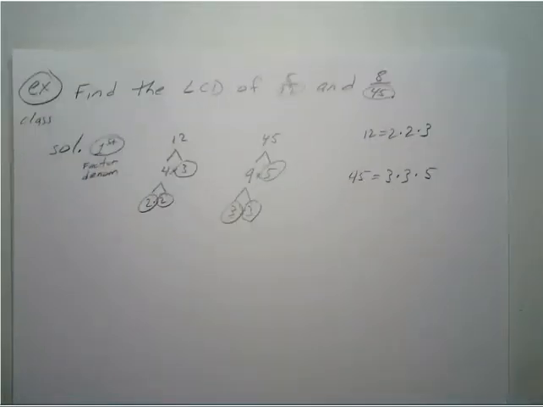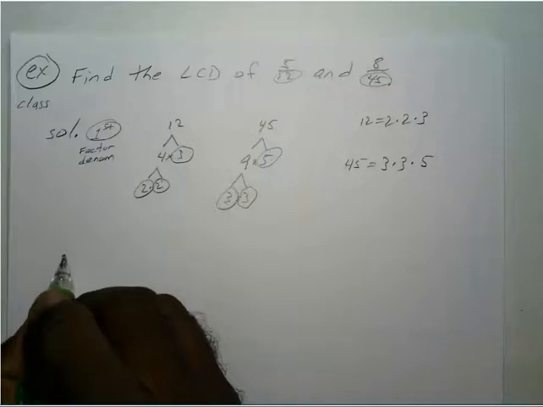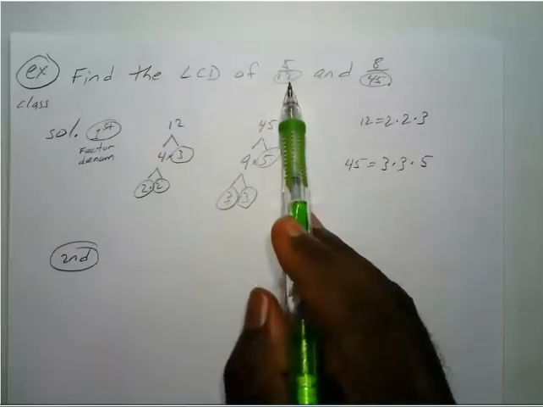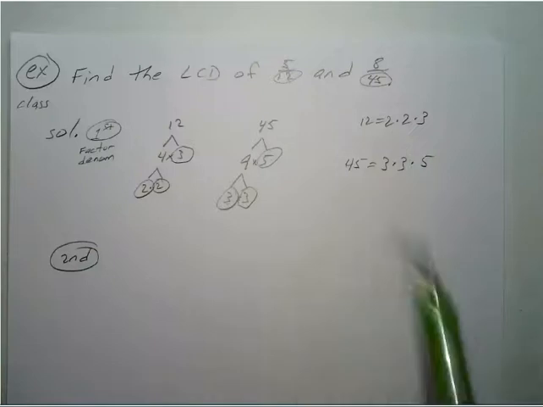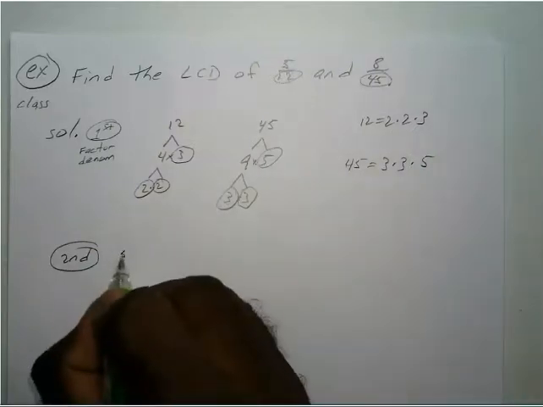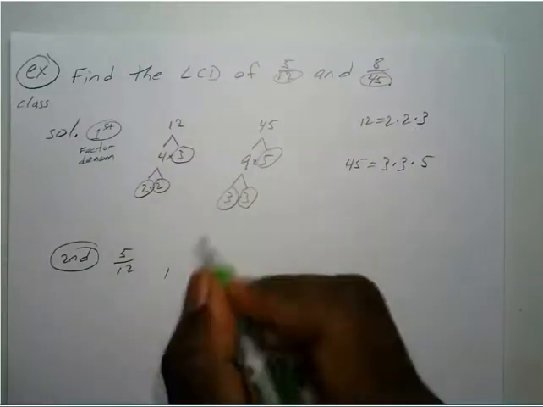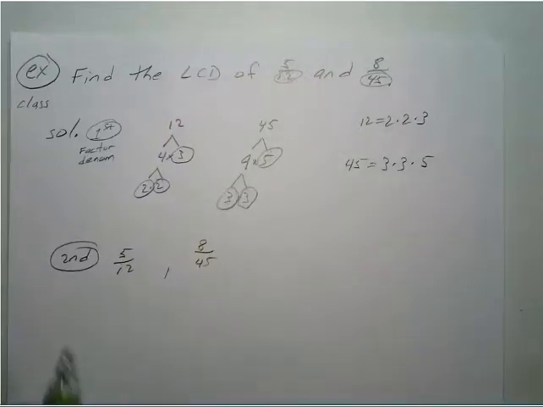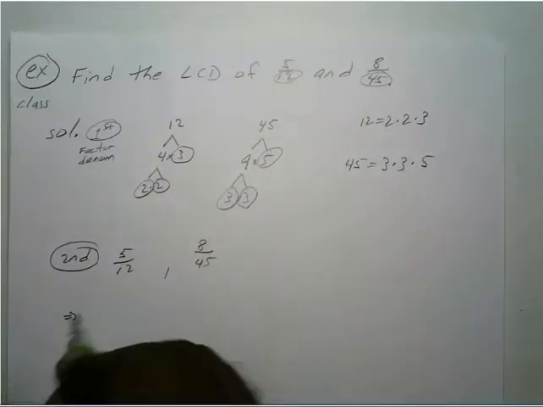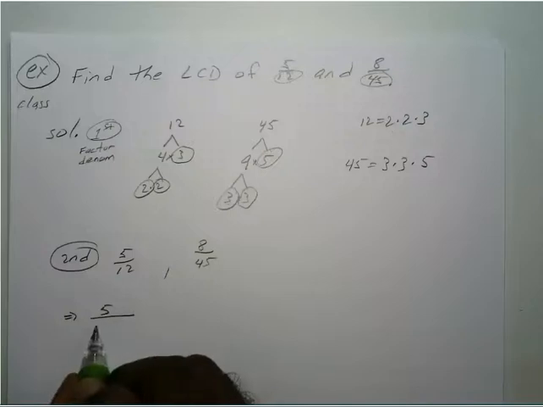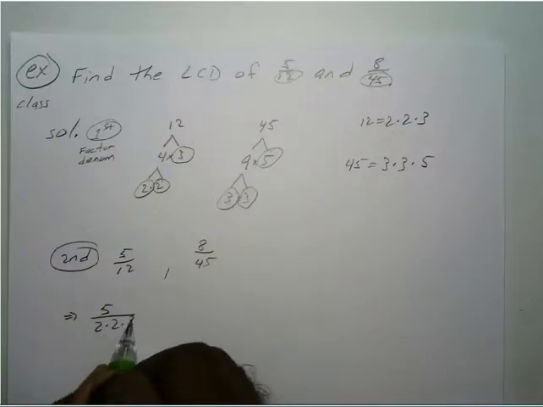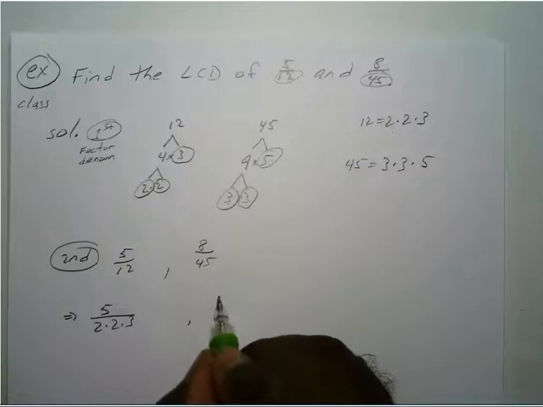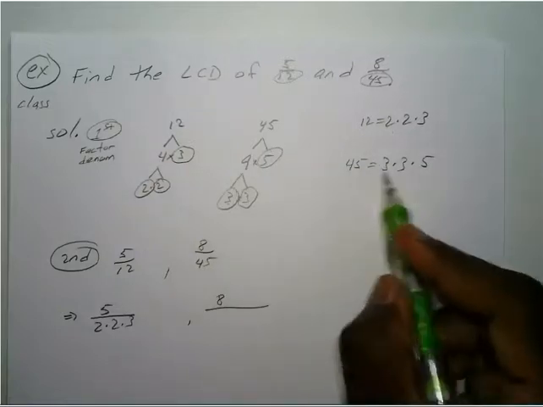All right, so we go on to our second step. Remember, our second step is to rewrite our fractions with the factored out denominators. So we have 5 over 12, and I'll give it a little space, and 8 over 45. Remember, 5 over 12 just becomes 5 over 2 times 2 times 3. And 8 over 45 will become 8 over 3 times 3 times 5.